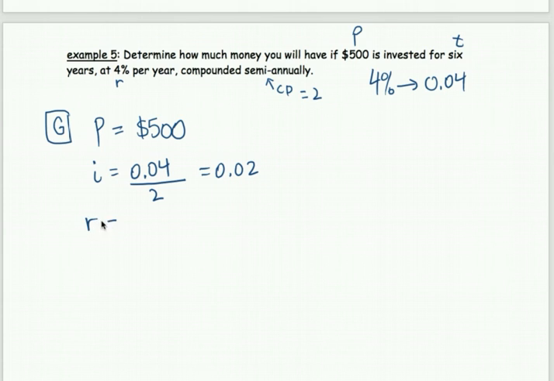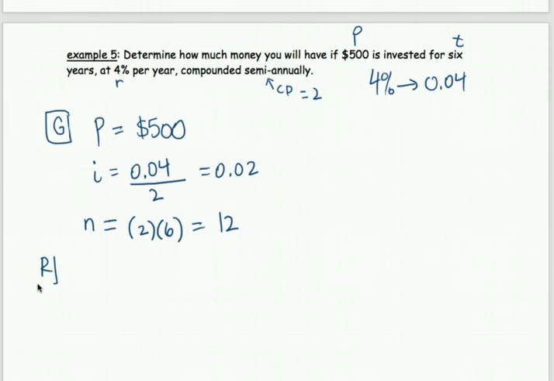And then, N. N is how many times I am going to give you the interest. In 1 year, I'm going to pay you twice. But how many years are you keeping your money in this account? The time was 6 years, so you want to multiply by 6. If I give you interest twice a year and you keep your money in there for 6 years, that's 2, 4, 6, 8, 10, 12. Now we know our P, I, and N.